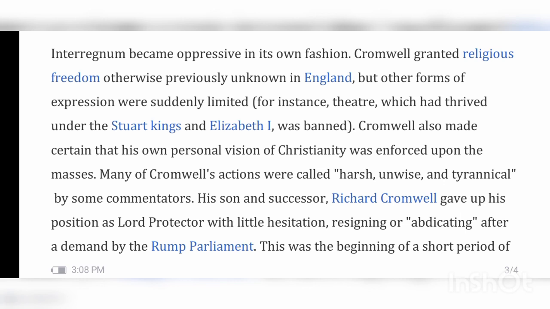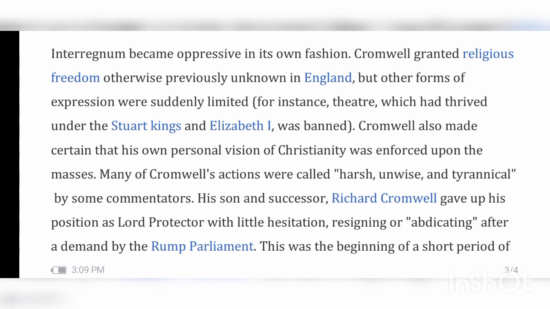on the people. Although a main cause of the English Civil War was oppression under Charles I, England during the Interregnum became oppressive in its own fashion. Cromwell granted religious freedom otherwise previously unknown in England, but other forms of expression were suddenly limited. For instance, theatre, which had thrived under the Stuart kings and Elizabeth I, was banned.